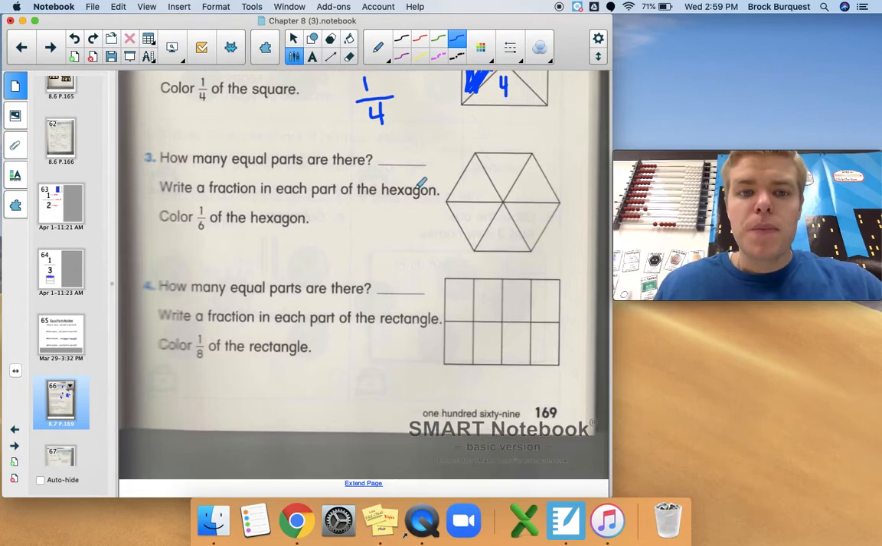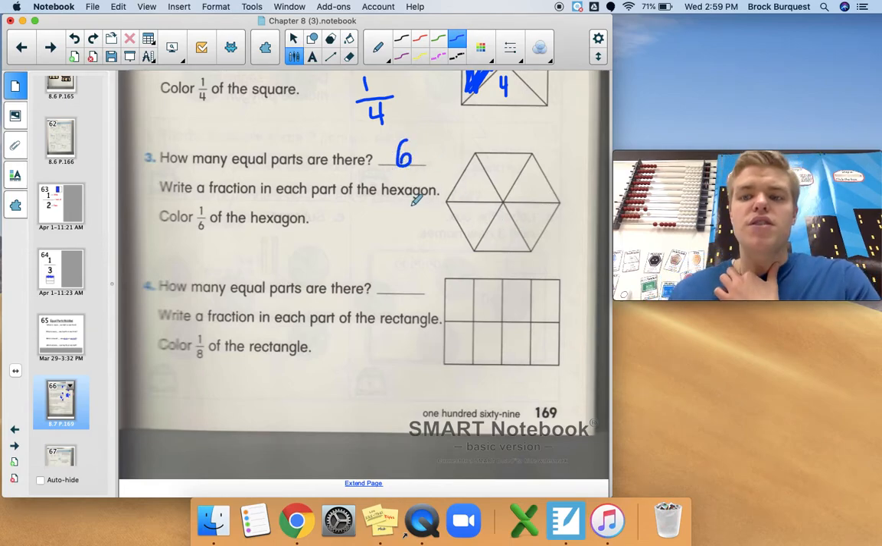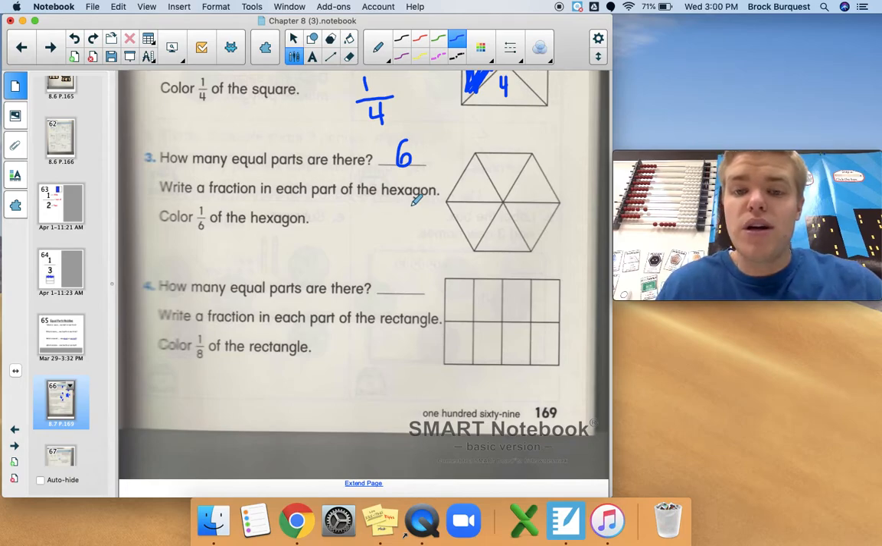Let's look at our next one. How many equal parts are there here? 1, 2, 3, 4, 5, 6. And if I was going to color in 1/6, I would color in just 1 shape.